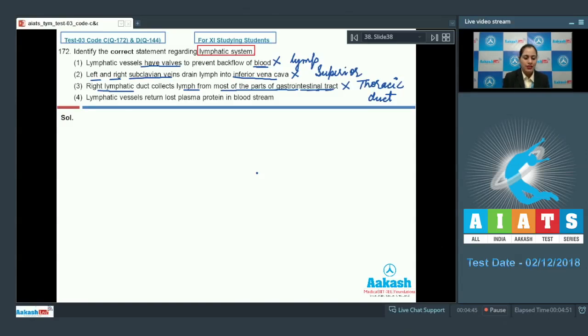Our last option given is lymphatic vessels return lost plasma protein to the bloodstream, and this is a correct statement and is the correct answer to our question. So the correct answer would be option number 4. Let's proceed to the next question.